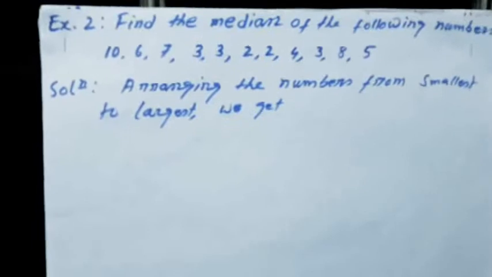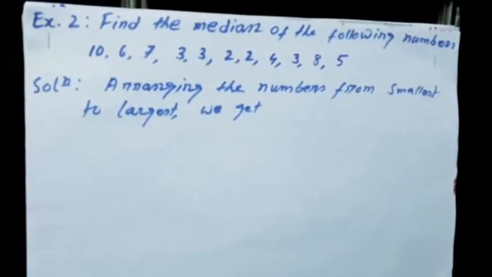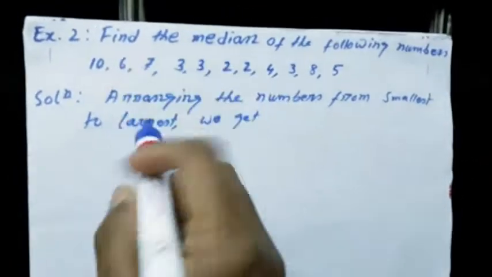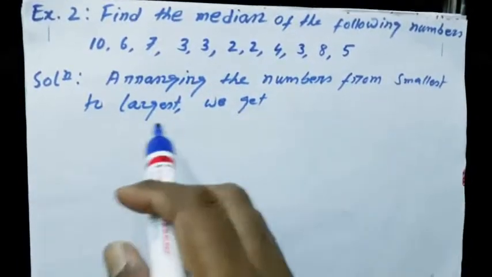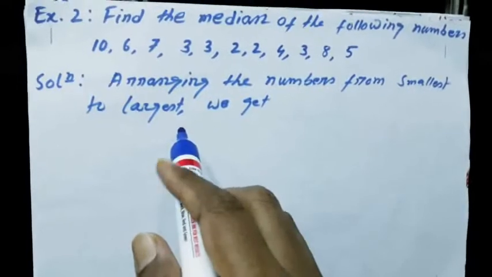What is given in example 2? Here many numbers are given. Now we have to find out the median. What do we have to do? We arrange the numbers from smallest to largest.